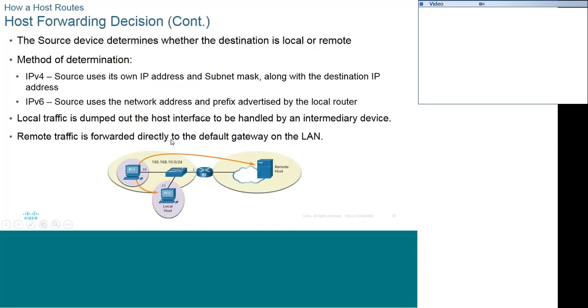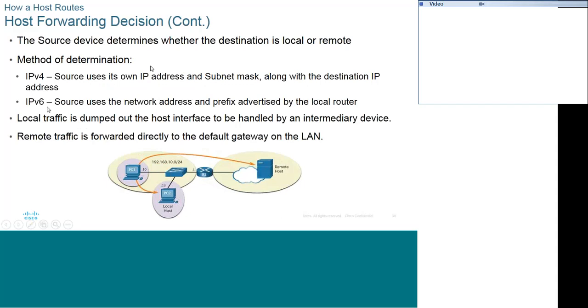So the source device determines whether the destination is local or remote. It depends on the IP address. The source chooses its own IP address and subnet mask along with the destination IP address. This is really important: each IP address has a subnet mask, so be able to identify this.